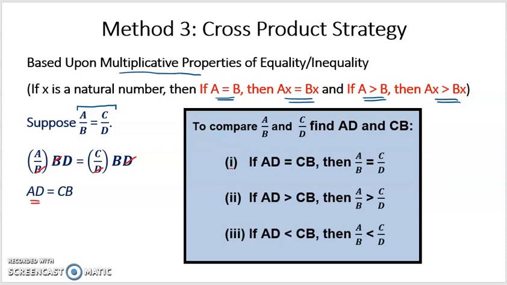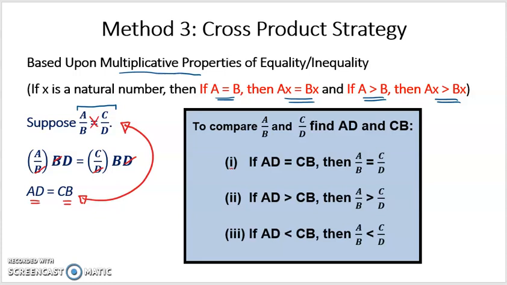So if a over b equals c over d, then ad equals cb, and it actually is a two-way relationship, meaning the reverse is true as well. If ad equals cb, that says that a over b equals c over d. Okay, well that leads to three cross-product strategies. Why is this called the cross product? Because essentially all that you did was cross-multiply.